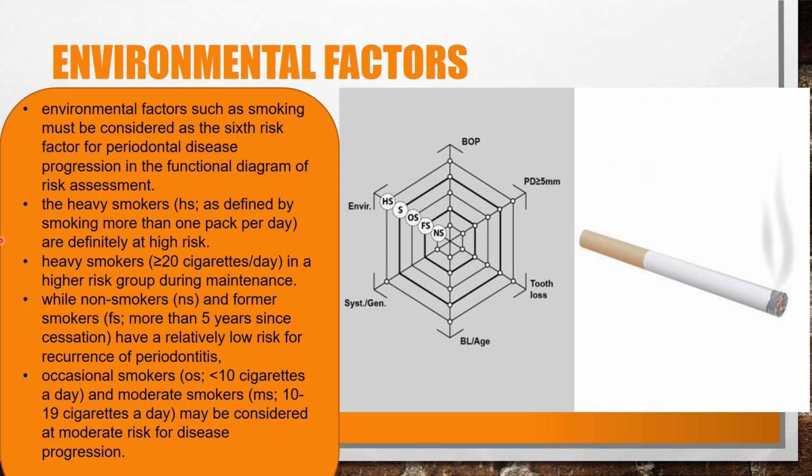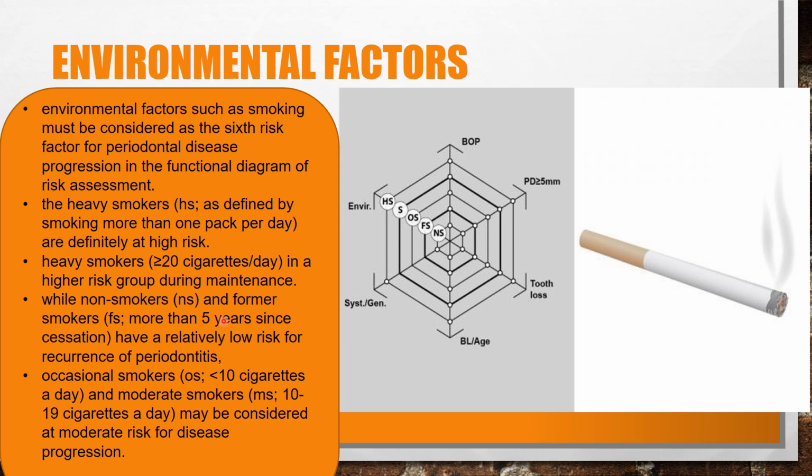Okay, and heavy smokers, that is greater than 20 cigarettes per day. Whereas non-smokers, you can see that non-smoker and former smoker are considered the low risk category, whereas occasional smoker and current smoker are considered the moderate risk category, and heavy smoker is considered in the high risk category. Heavy smokers smoke more than 1 pack, that is more than or equal to 20 cigarettes per day. Non-smoker and former smoker: the former smoker should have stopped for at least more than 5 years in cessation. So that is considered the low risk category.